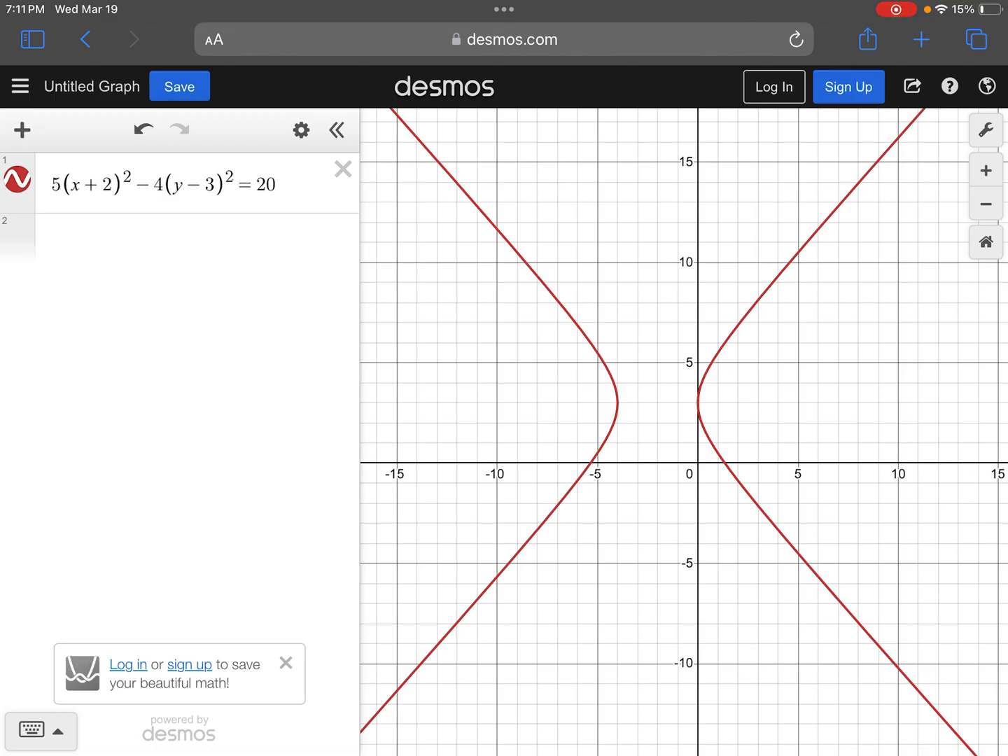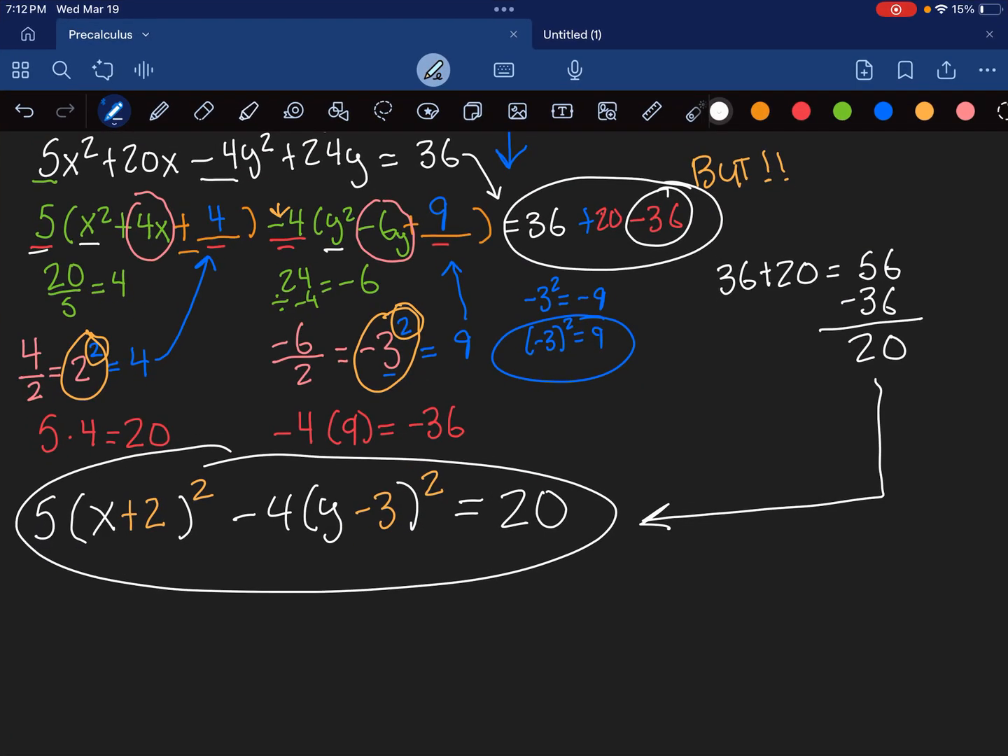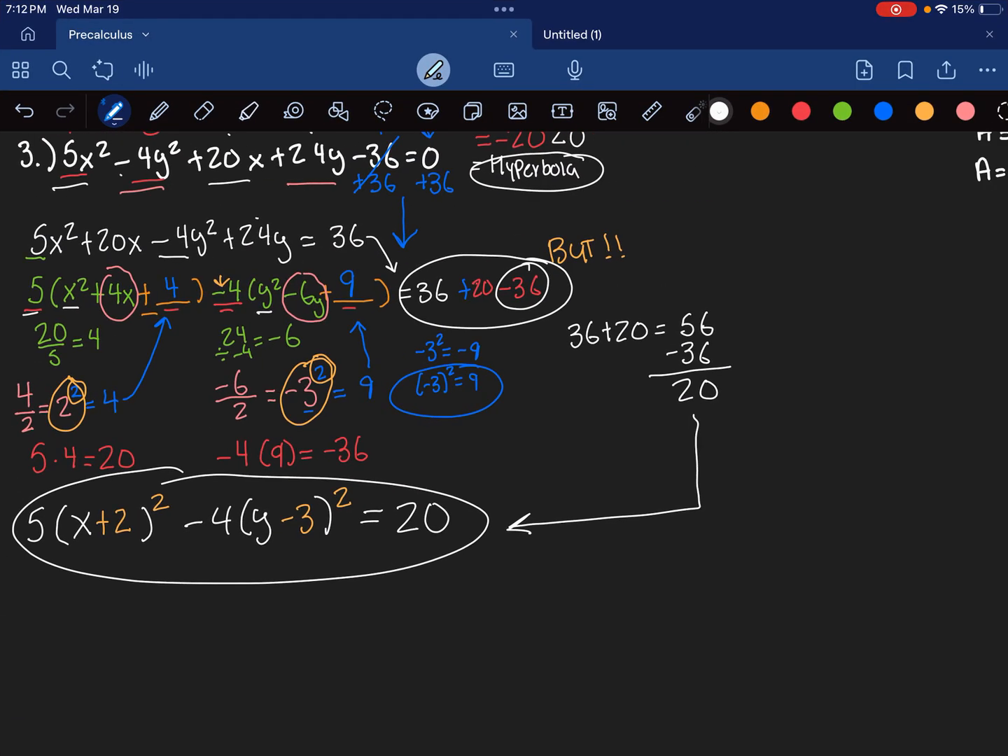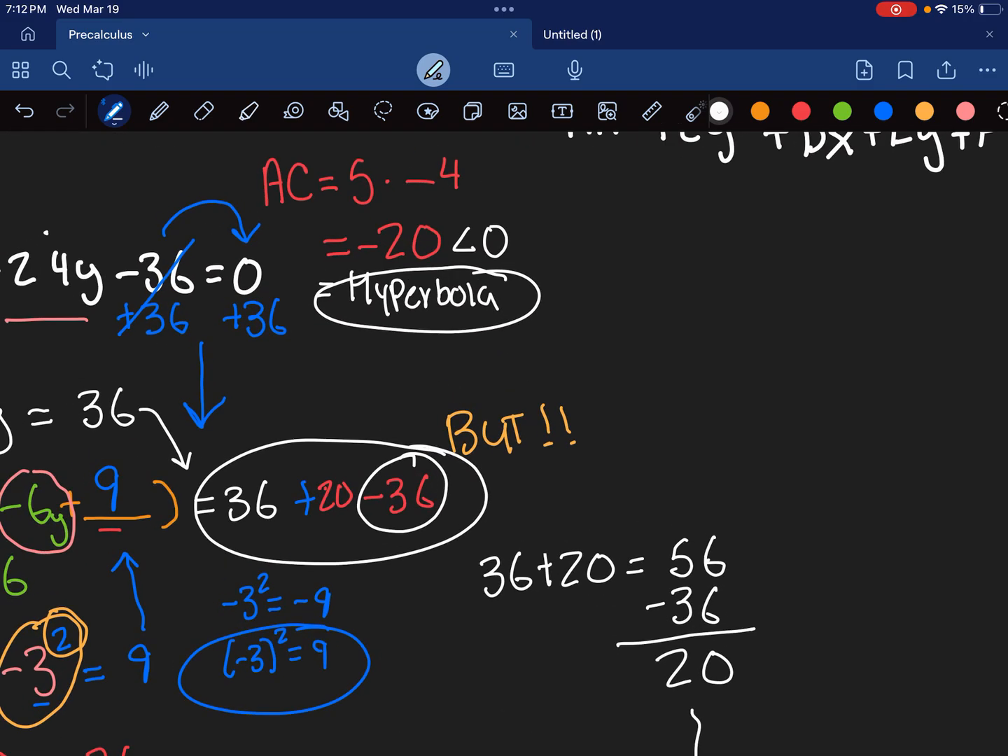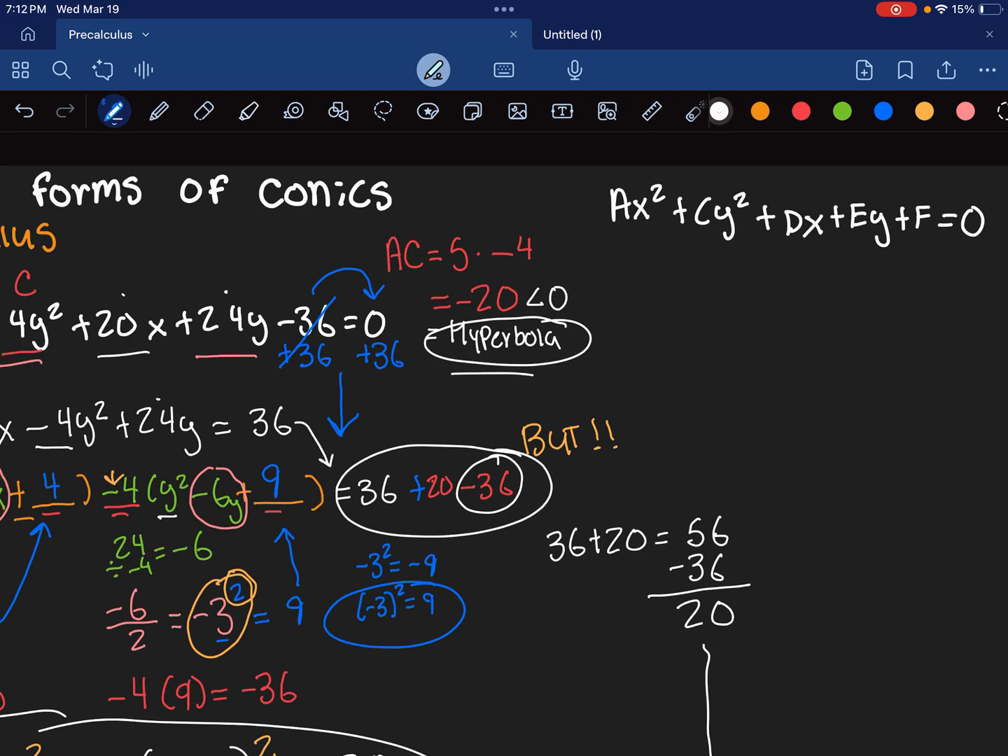it's technically the correct answer, but what it's asking us is to find it in standard form. So this wouldn't be correct. Well, at least this equation wouldn't be correct. So if we go back, we know that what we found earlier is that it was a hyperbola, okay?